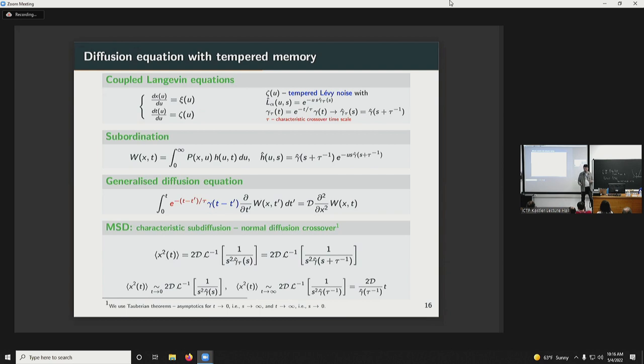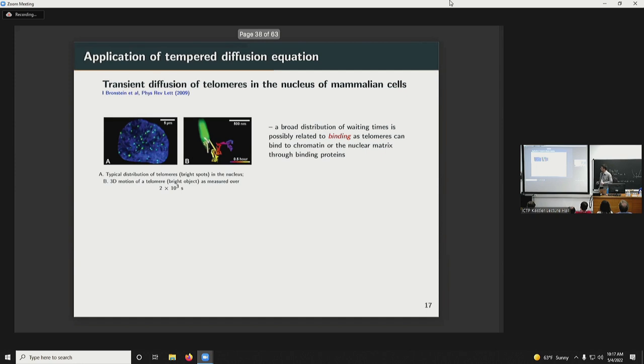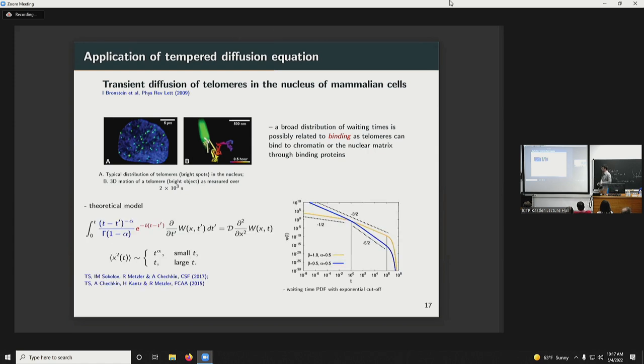And this process of tempered memory can be generalized to different continuous time random walk processes, where the memory kernel appears due to the waiting time in the system. If we have an exponential cutoff in the waiting time, then we have this additional term in the diffusion equation. If we solve this equation, we will see that in the short time limit, the mean square displacement is like there is no tempering, but in the long time limit, we observe normal diffusion because of the exponential cutoff of the memory kernel. This was shown to be applicable to describe the transient diffusion of telomeres in the nucleus of mammalian cells. I will not go into details, but in such systems, this crossover from anomalous diffusion to normal diffusion has been observed, because of this exponential cutoff of the waiting time of the particle.